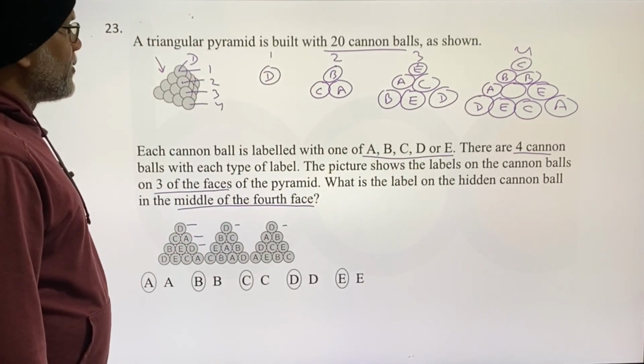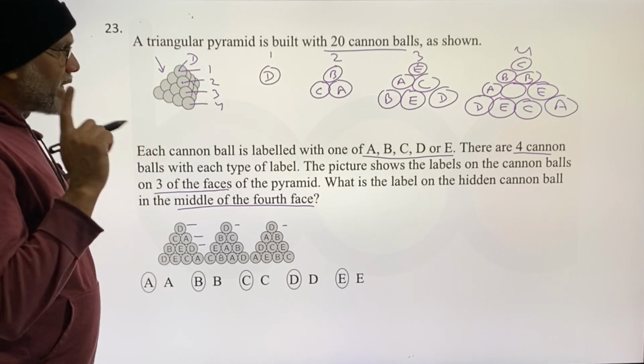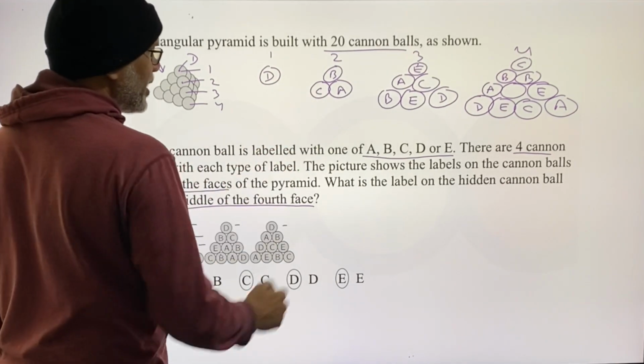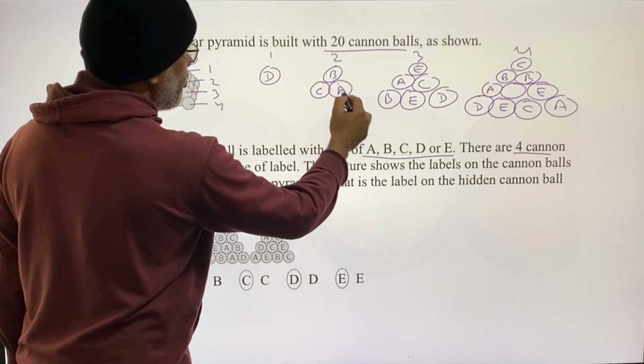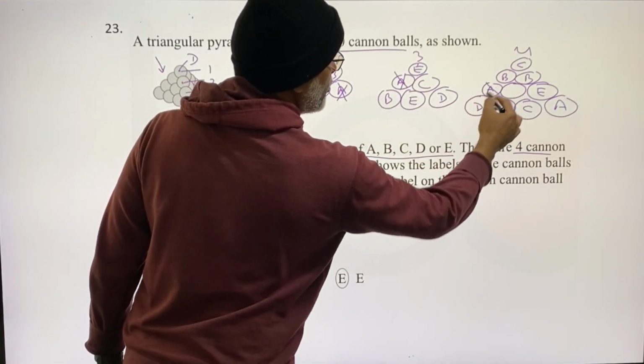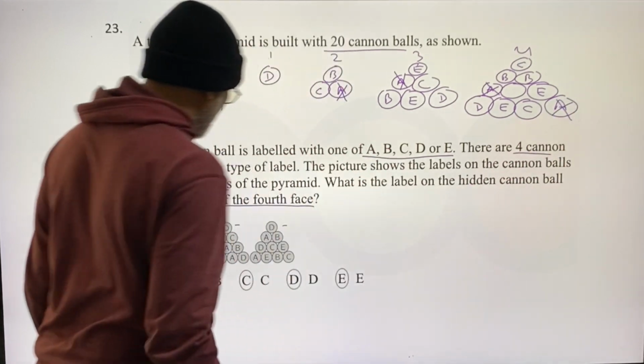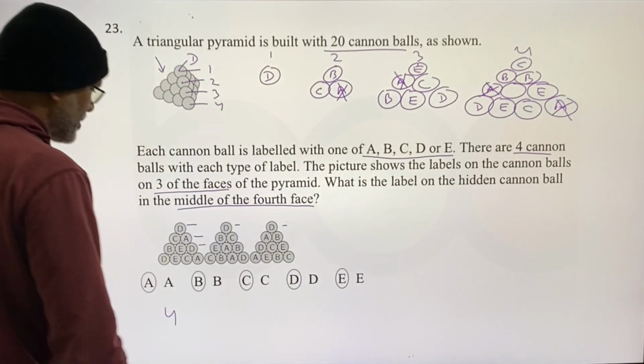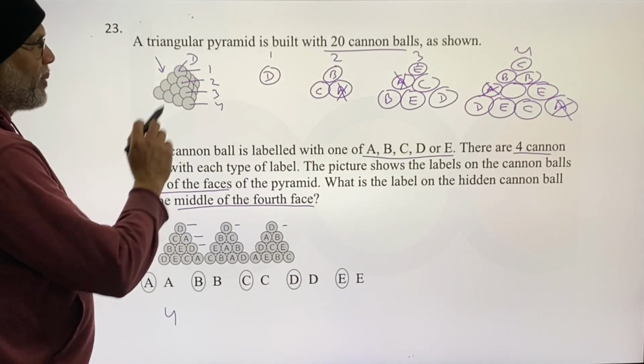Okay, now let's try to start counting. How many A's do I see? There's 1, 2, 3, 4. So I already see 4 A's. Okay. How many B's do I see?